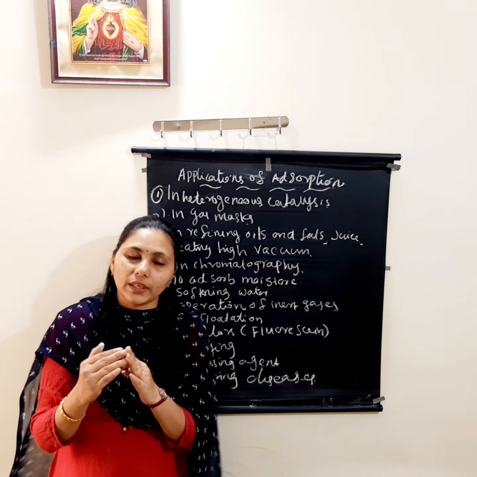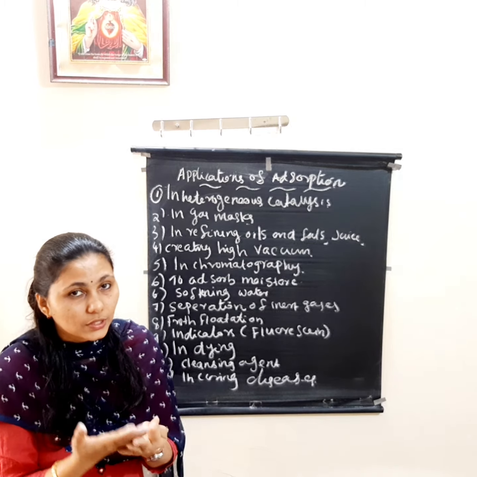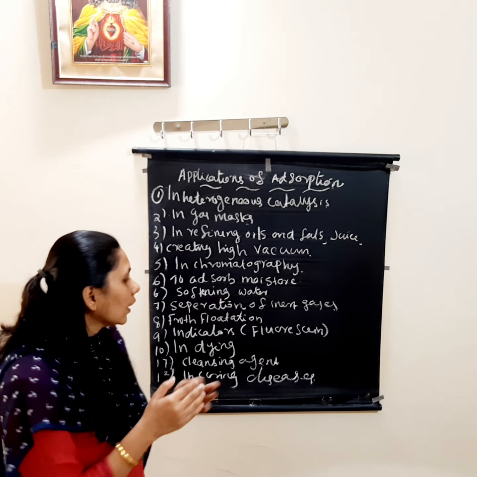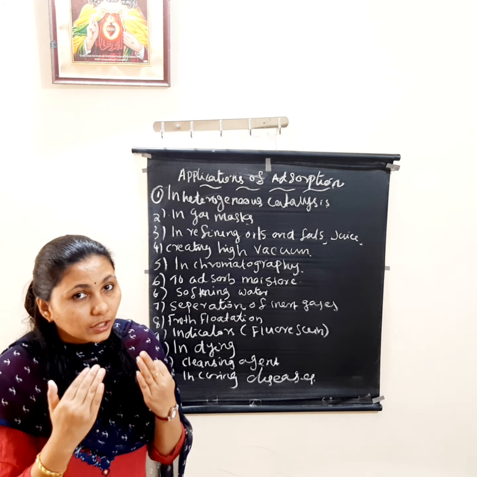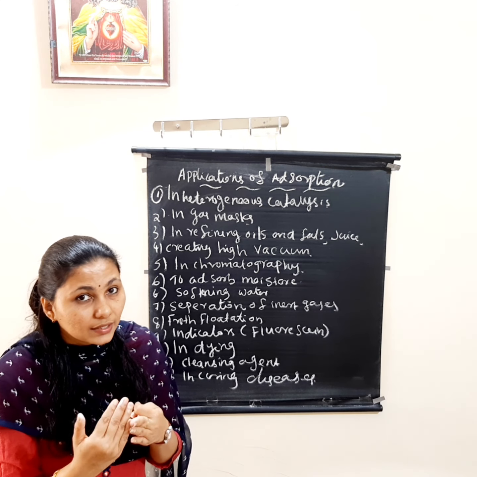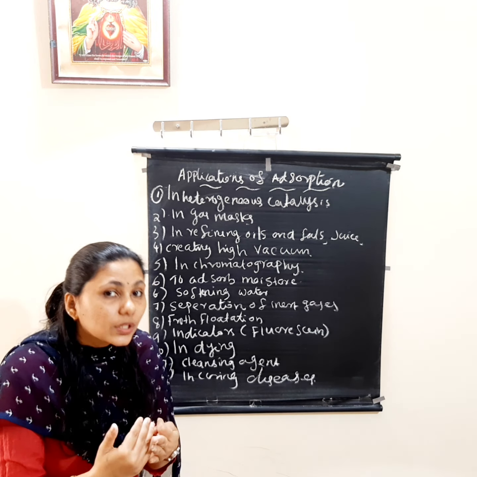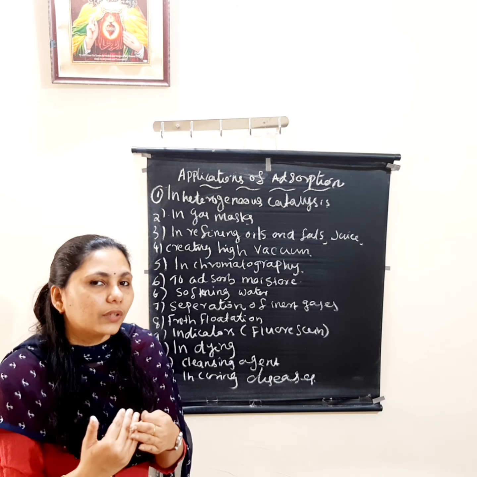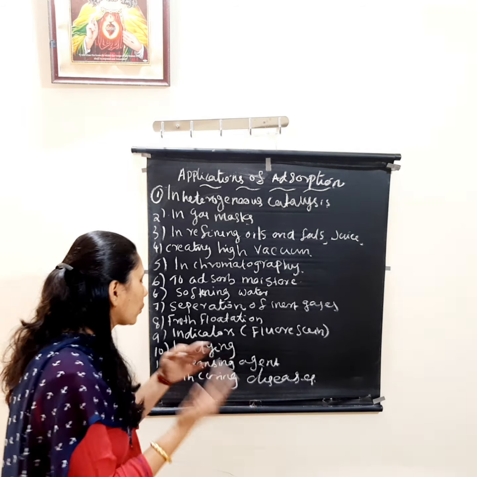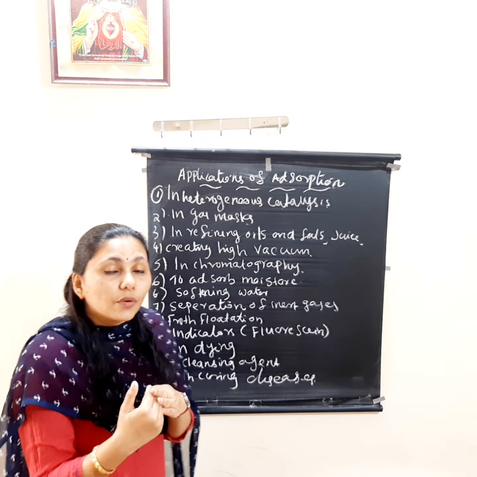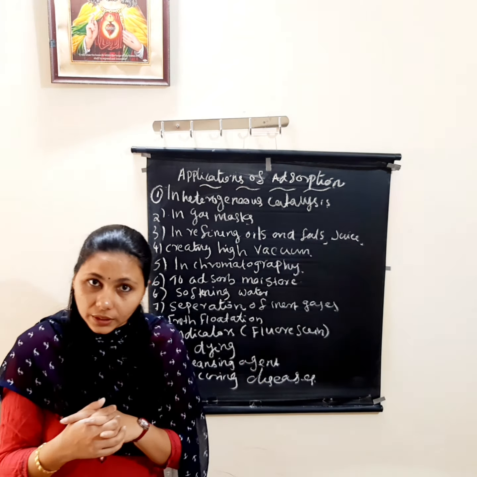Then froth flotation: we know depressants are used in the froth flotation process. There also, which process is there? The adsorption process. Then adsorption indicators. We know in the lab, in volumetric titration, we use indicators like phenolphthalein, methyl orange, etc., to know the end point. If you use adsorption indicators, we can mark the end point in place of other indicators. For example, fluorescein, an organic compound, is used as an adsorption indicator.